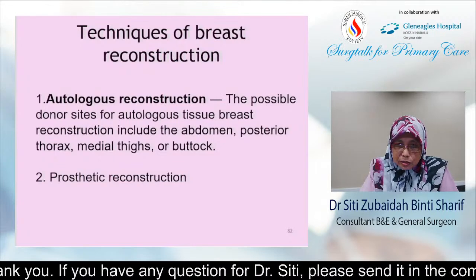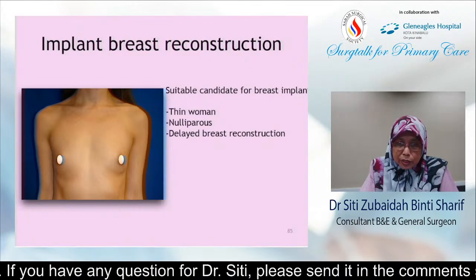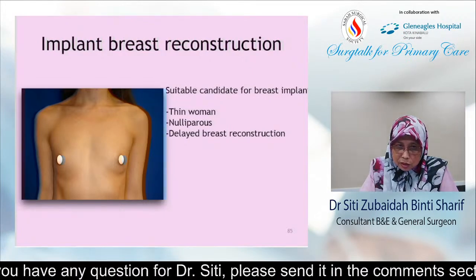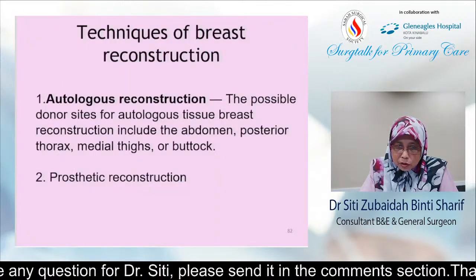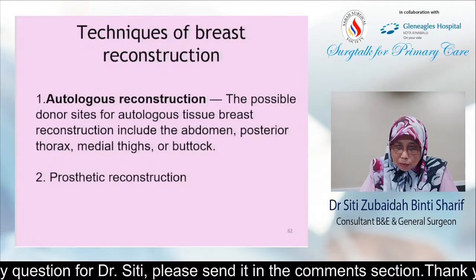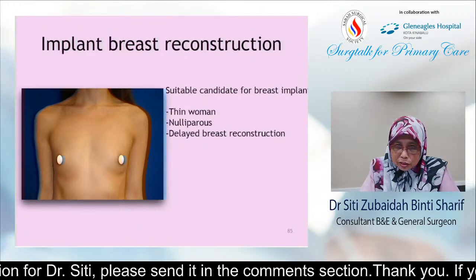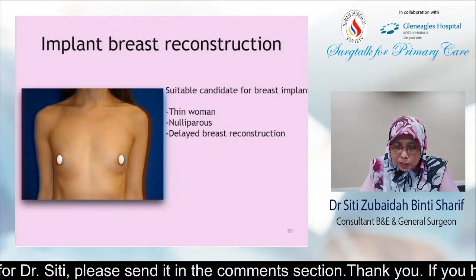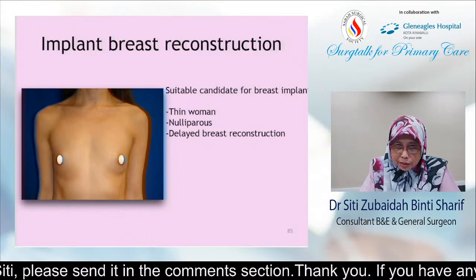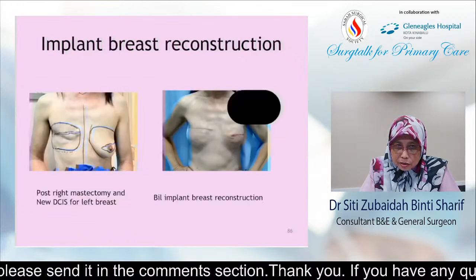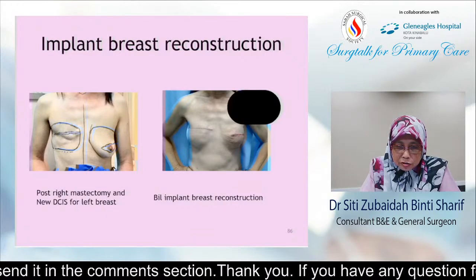It depends on the risk of recurrence of the patient. So the type of reconstruction is either flap or implant breast reconstruction. Implant breast reconstruction is normally for patients that are thin and nulliparous, and it can be either immediate or delayed. So these are the patients that we have done implant breast reconstruction.